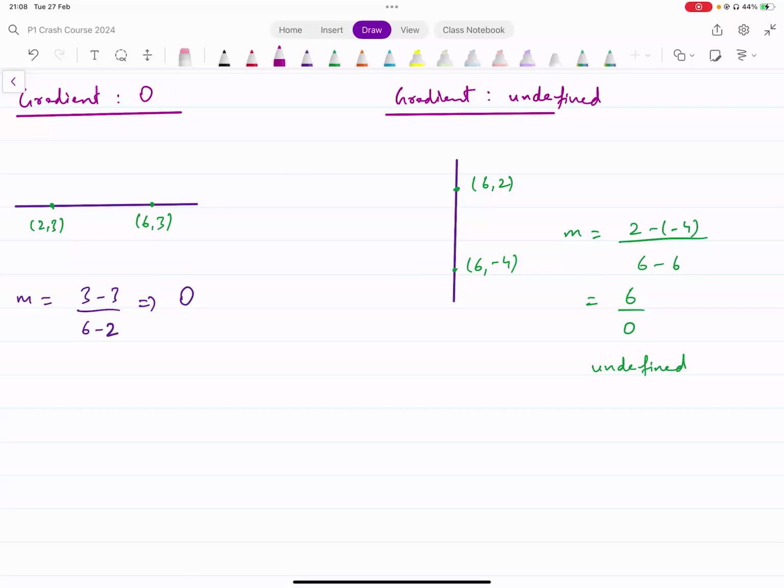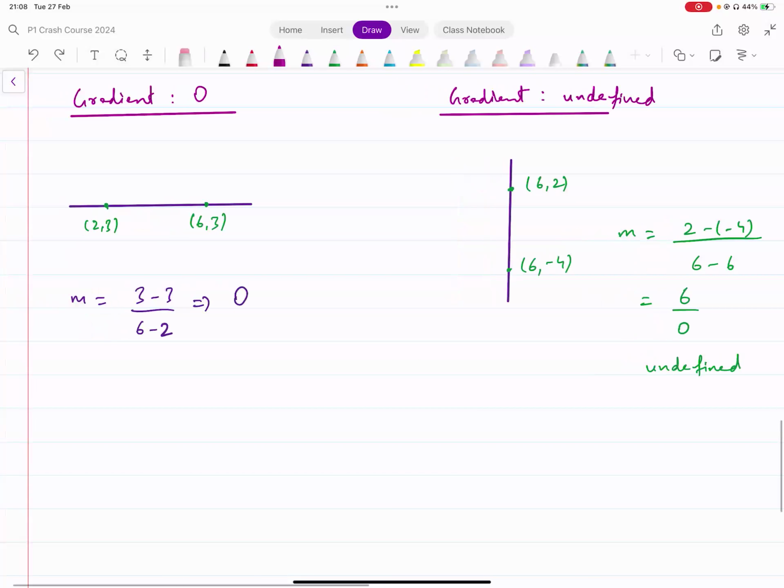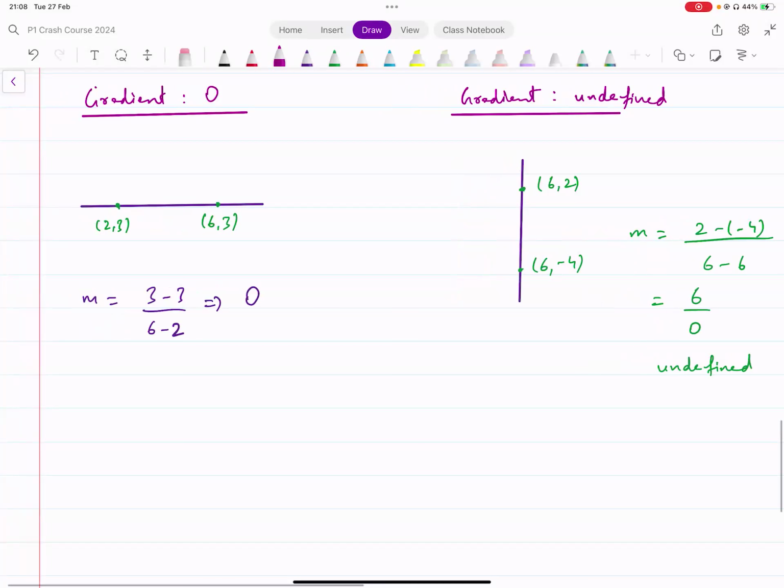You can sometimes call them infinity as well, and at this level that is acceptable. Although it's a more correct way of writing undefined. That makes more mathematical sense. But at this level, we can use both undefined and infinity for this gradient, and that's going to be acceptable.